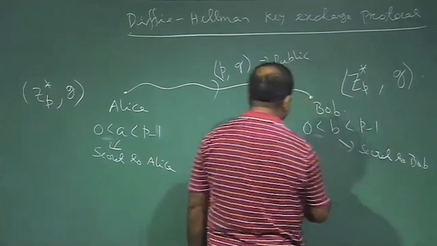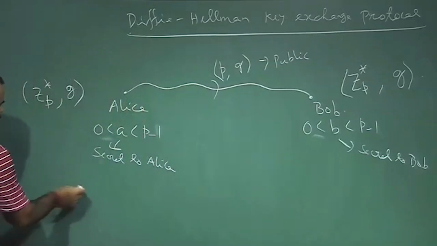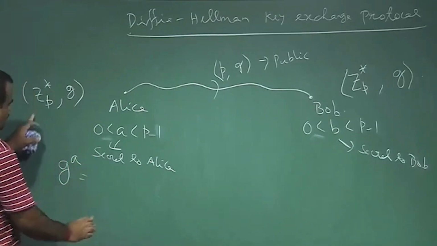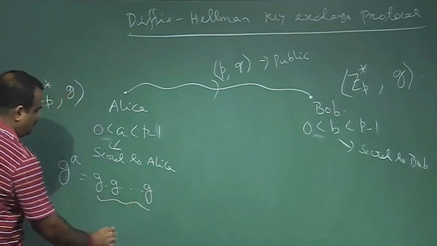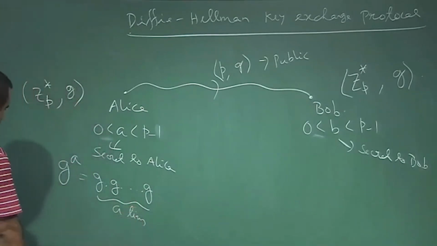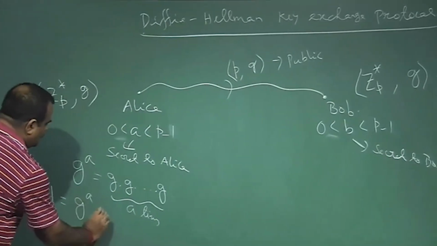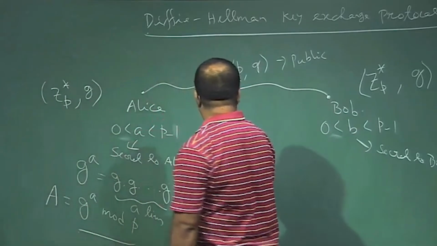So Bob is choosing this and Alice is choosing this, and then what is Alice doing? Alice is computing G to the power a. This is a cyclic group, so G to the power a means this is just Z_P star. So Alice will compute G to the power a mod P, which we can denote capital A, and Alice will send this A to Bob.